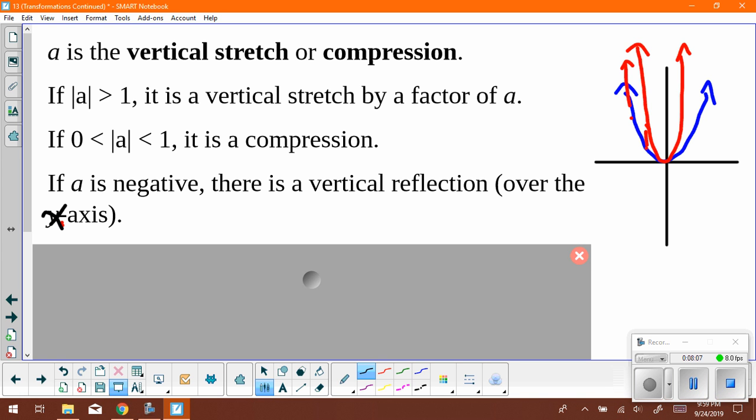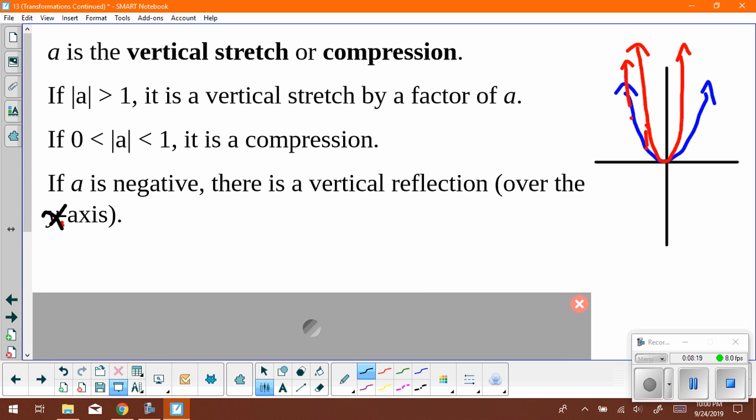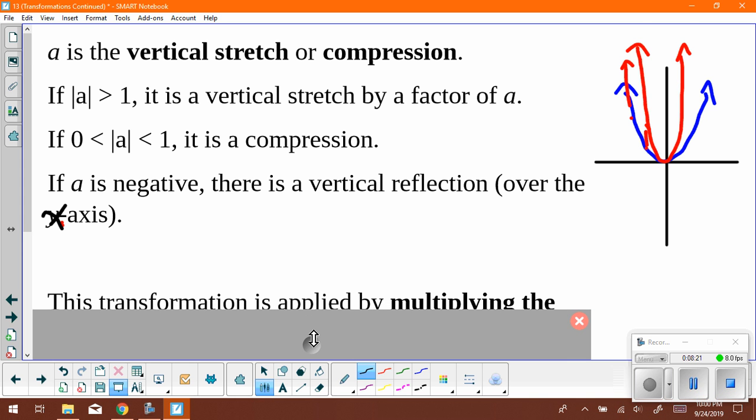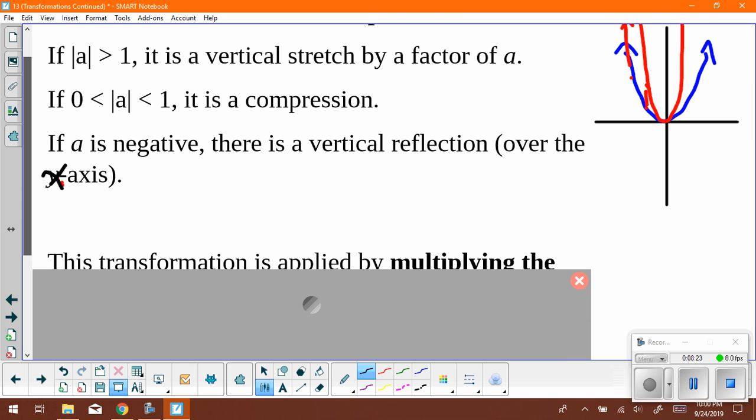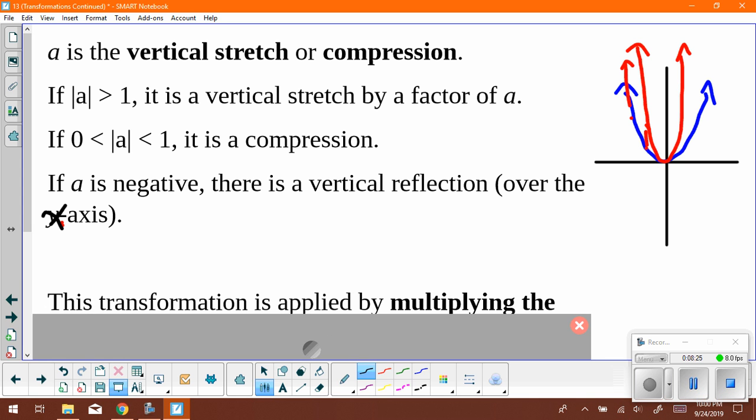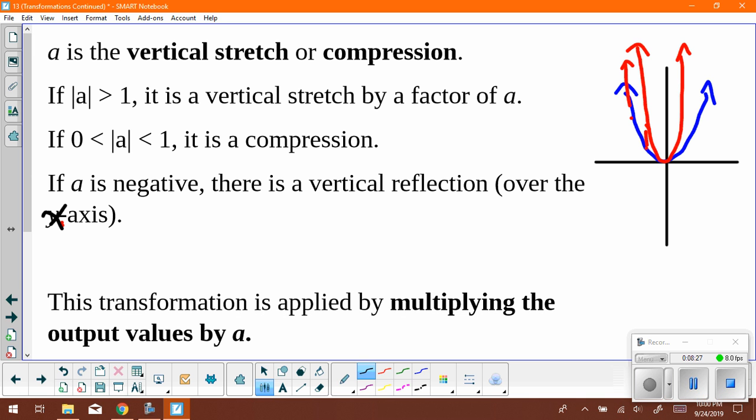If the a value is negative, then that means we're going to have that flip. It reflects over the x-axis. And last but not least, how we apply this: this transformation is applied by multiplying the output values by a.